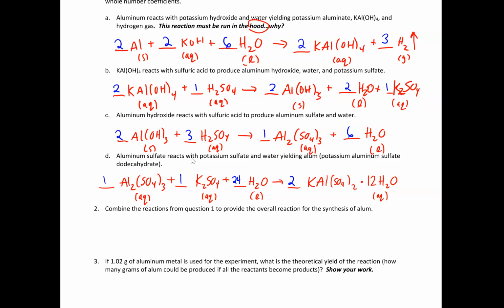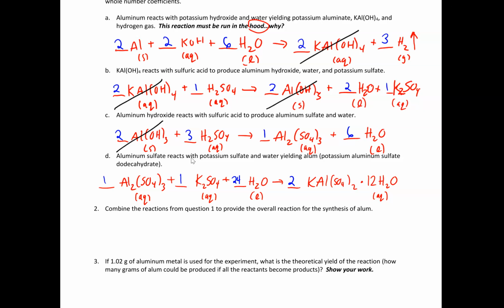Okay, question 2, we're told to combine the reactions from question 1 to provide the overall reaction for the synthesis of alum. All right, in order to combine those reactions, basically what we want to do is look for substances that show up as a product in one equation and a reactant in another equation. If they're present in the same quantities, they will completely cancel each other out. For example, if you look at reactions A and B, potassium aluminate shows up on the product side and on the reactant side with a coefficient of 2. Those will completely cancel one another out. We can do the same thing with the aluminum hydroxides.